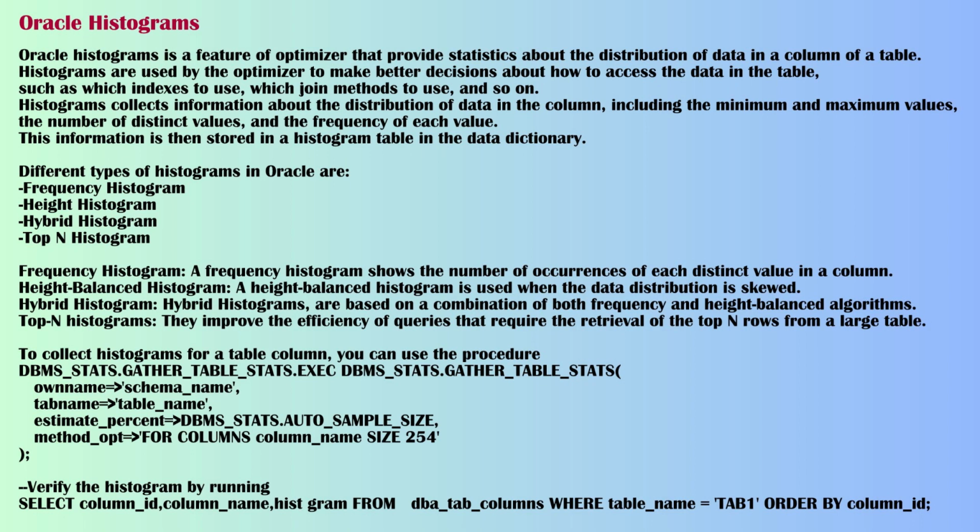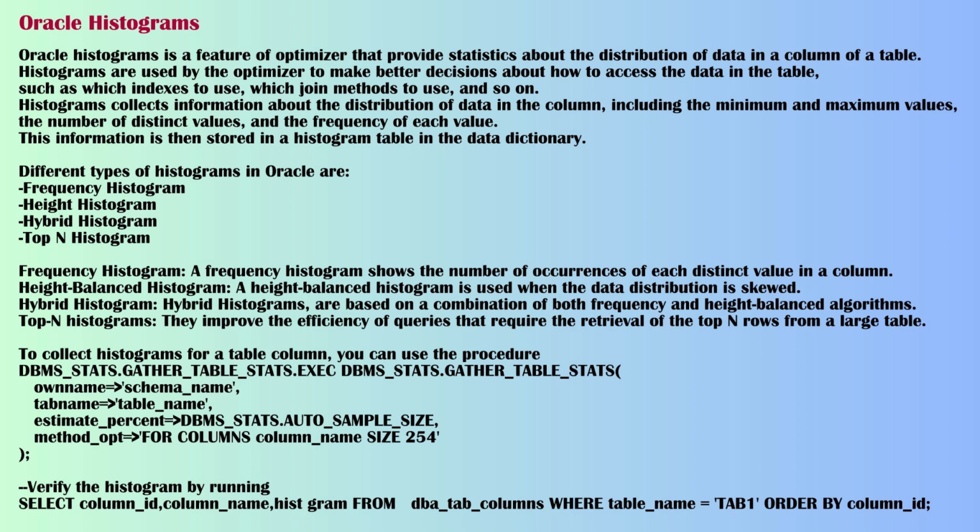Histograms can be created for any column in a table, either manually using the dbms_stats package or automatically by the optimizer when certain conditions are met. Automatic histogram creation occurs when the optimizer determines that the column data is skewed, meaning that the distribution of values is not uniform. However, creating histograms can be resource-intensive, especially for large tables with many columns. Therefore, it's important to carefully consider which columns to create histograms on and to monitor the performance impact of histograms on queries.